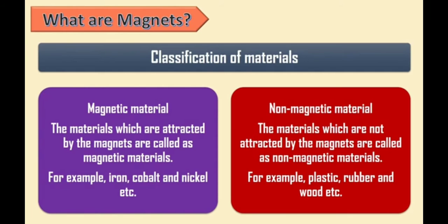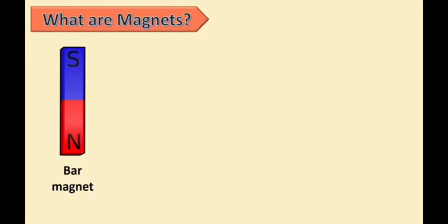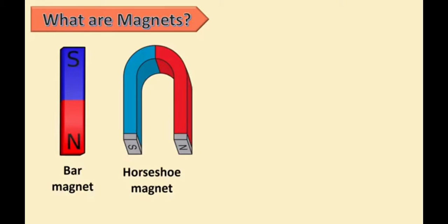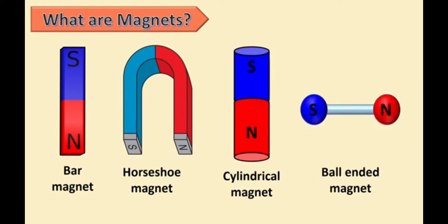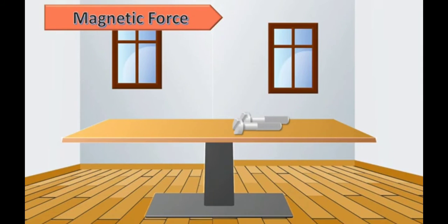If you try to bring plastic, rubber, and wood near the magnet, it won't get stuck to the magnet because they are non-magnetic materials. Here you can see a magnetic bar, horseshoe magnet, cylindrical magnet, and ball ended magnets. You can see iron nails on the table here. Now let's see how this iron nail gets stuck to this particular magnet. Which type of magnet is it?